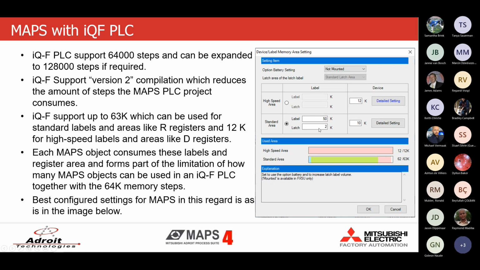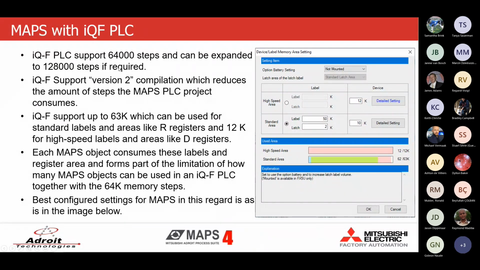On the right-hand side of my image, you'll see your device and label area. That's very important because there are limitations to that. So I played around with these ranges, and I came to a conclusion that the numbers you see in this image for the standard area and the high-speed area, those 12Ks and 10K and 50 and 2Ks, are the optimal numbers that I could get to ensure that I can get the biggest possible Maps project into the PLC. All right.